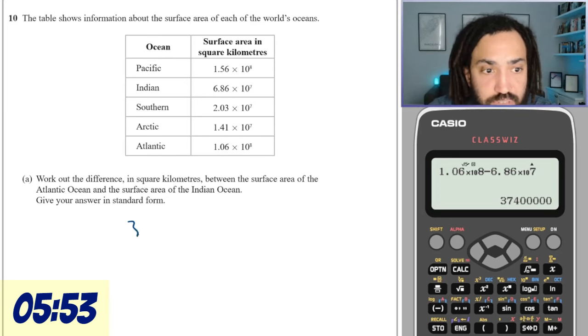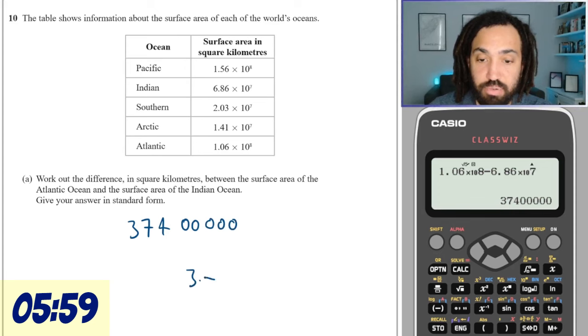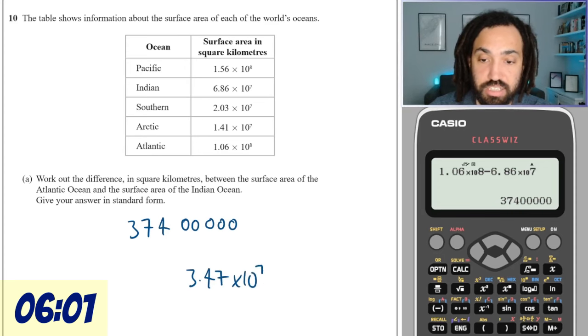Okay, that gives me 3, 7, 4, and 5 zeros. So that would be 3.47 times 10 to the 7.